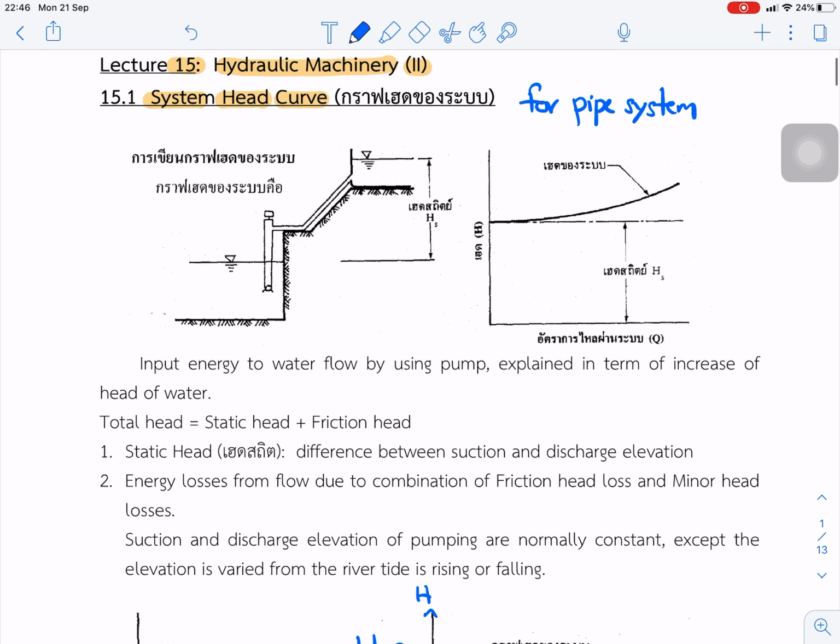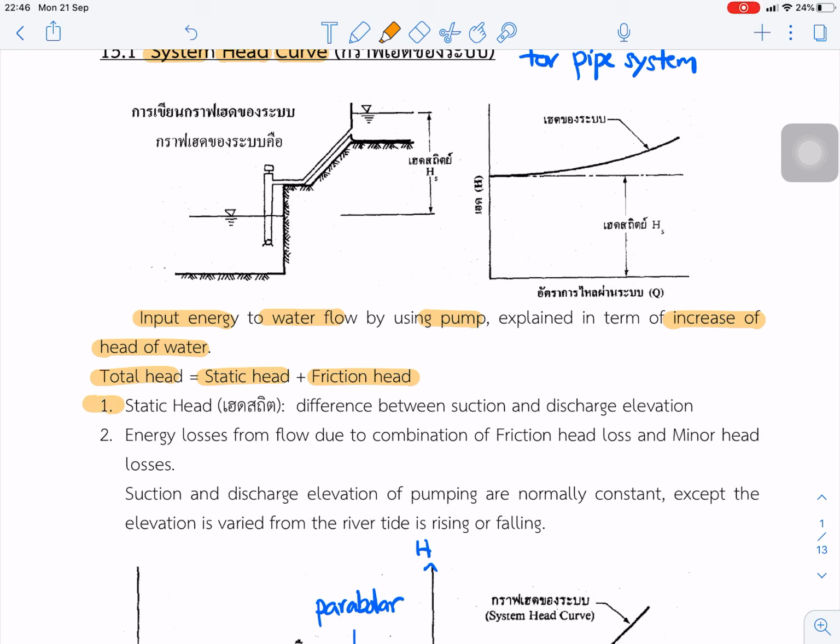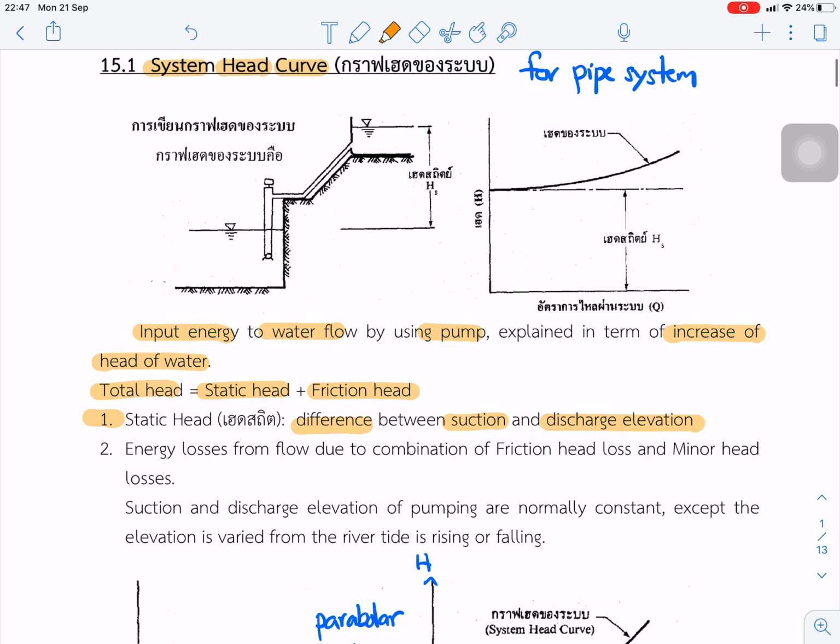The energy input to the water flow by using a pump is explained in terms of the increase of the head of the water. Total head equals the static head plus the friction head. The static head comes from the difference between the suction and discharge elevation. This is the suction and this is the discharge elevation.